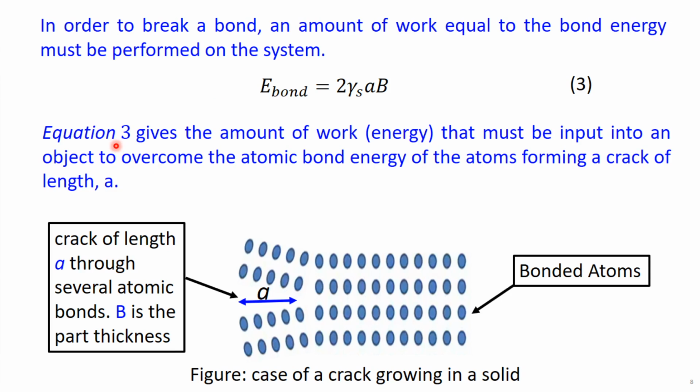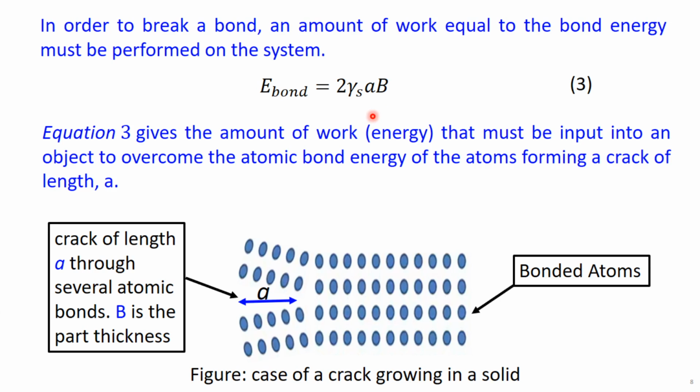Equation 3 gives the amount of work or energy that must be input into an object to overcome the atomic bond energy of the atoms forming a crack of length A. A is the length of the crack and B is the thickness of the part of the material.